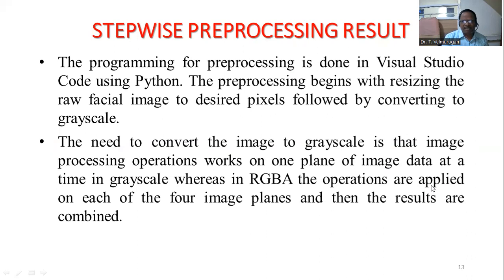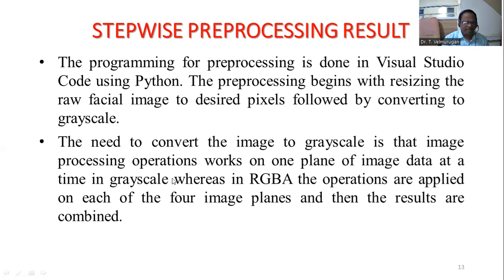Here, the programming for the pre-processing is done in Visual Studio Code using Python. The pre-processing begins with resizing the raw facial image to the desired pixels, followed by converting to grayscale. In order to do that, we need to convert the image to grayscale.